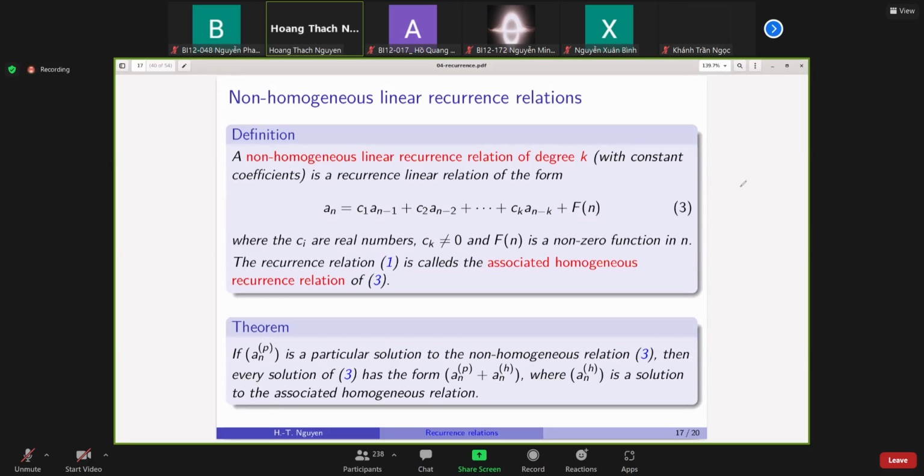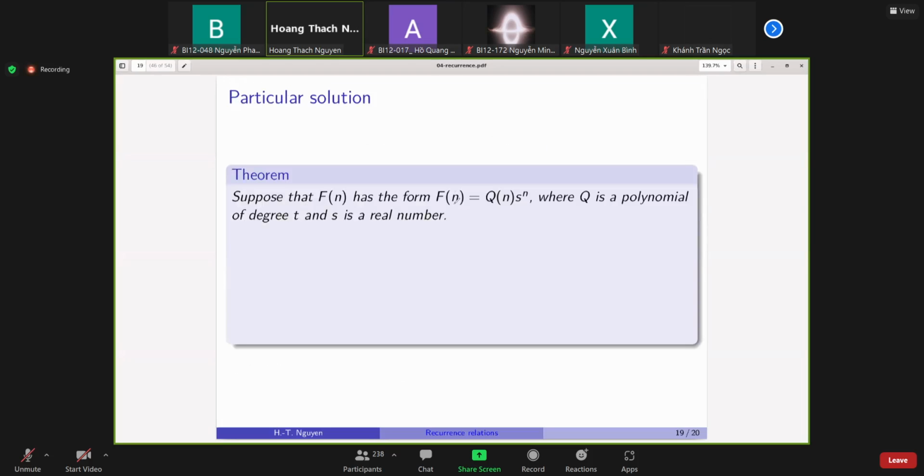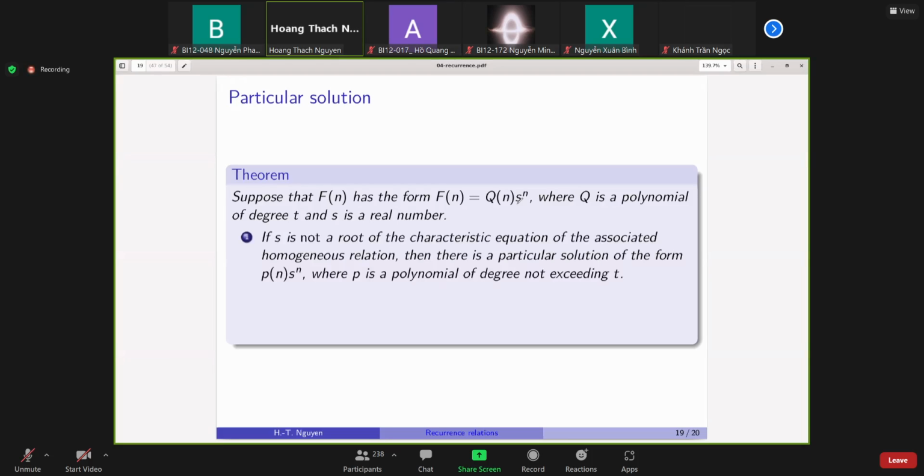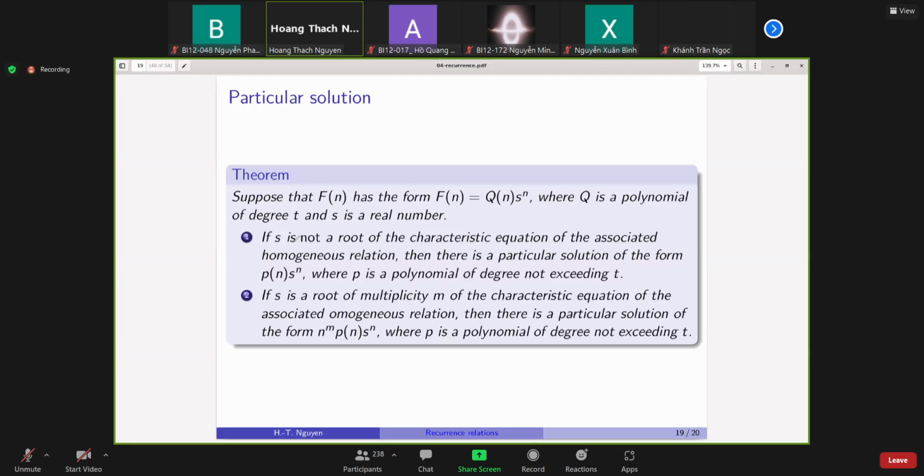So now suppose that we have a relation like this, in which f(n) has this form. In many exercises that you will work with, f(n) is indeed a polynomial, but in case f(n) is a polynomial, do not forget that it means s is equal to 1. Now there are two cases; you have to read the description of the two cases and apply.